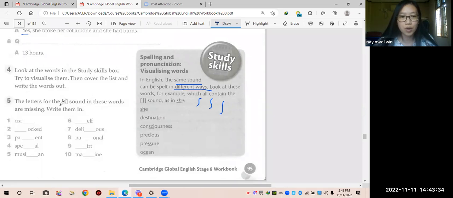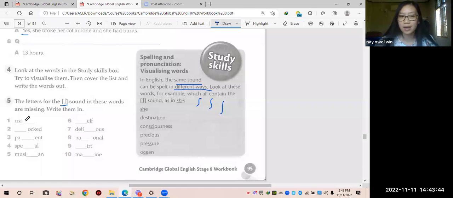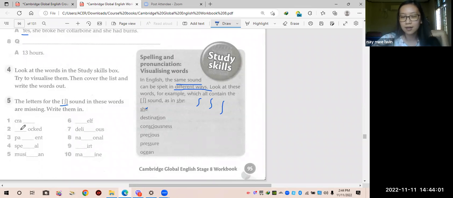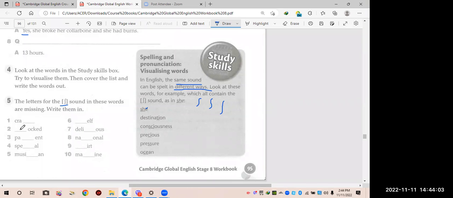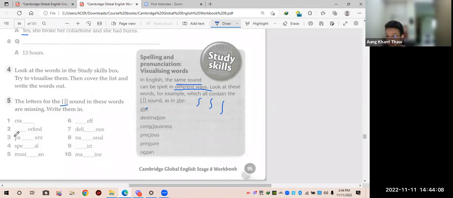Number 5: the letters for the sh sound in these words are missing, write them in. Number 1, what could it be? Crash. Crash, right. CRA-SH. Yes, SH. How about two? Shock. Shock, SH. How about 3? Patient.